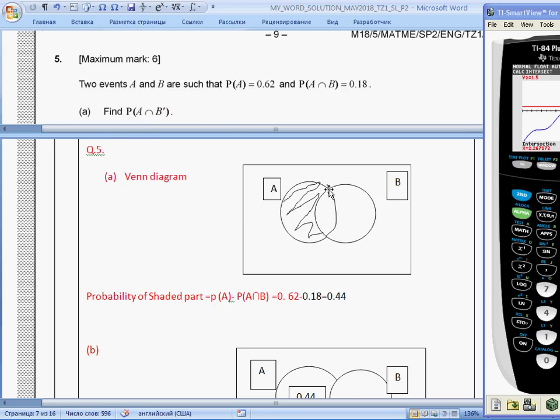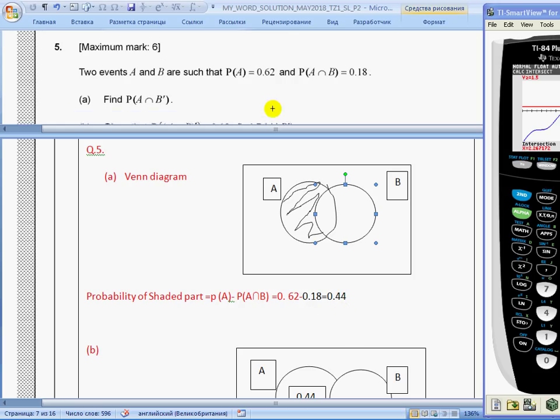So A and not B is this shaded area. We know the probability of A. We know the probability of the intersection. So we subtract from 0.62 this common sector 0.18. We get 0.44. Done.